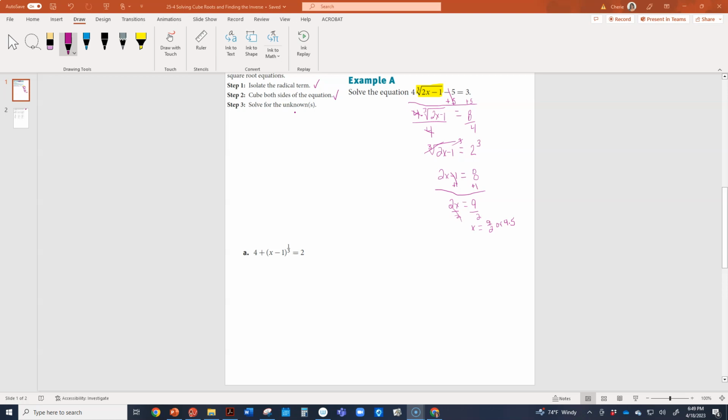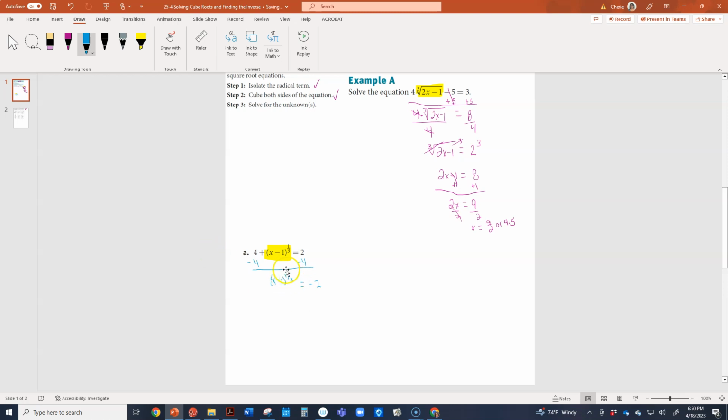I have to isolate the stuff that is raised to that 1/3 power. That's the same thing as saying isolate the radical. So what do I need to get rid of? I need to get rid of the 4. And the 4 is being added not because of this plus sign right here, but because the 4 is a positive number, because it doesn't have a negative. So we're going to do the opposite of that, and by subtracting 4 from both sides, that's going to leave me x minus 1 raised to the 1/3. And that's going to be equal to -2.